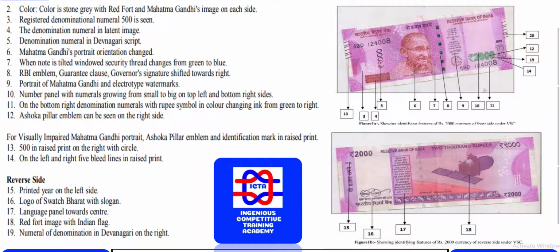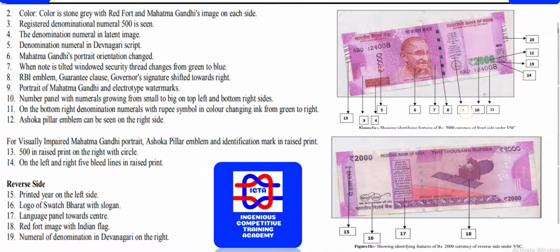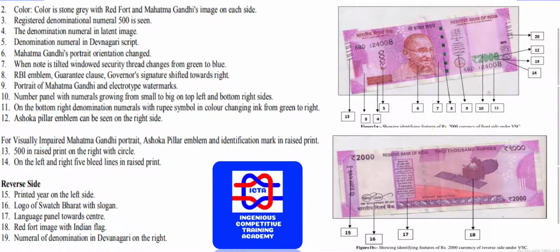And we have Mahatma Gandhi's portrait, orientation change, and the note is tilted. Here you can see the Reserve Bank of India emblem and the governor's signature, again the portrait of Mahatma Gandhi and electrotype watermark, and a number panel with numerals growing from small to big on the top left and bottom right side. On the bottom right, denomination numerals with rupee symbol in color changing ink from green to blue.